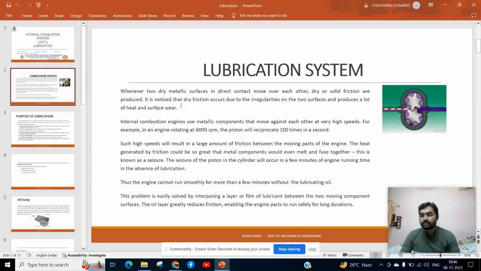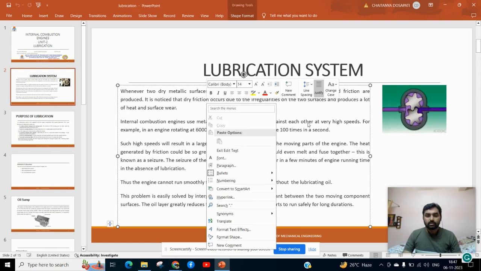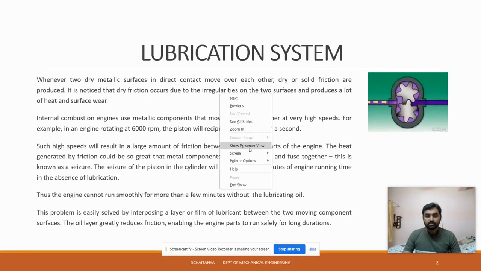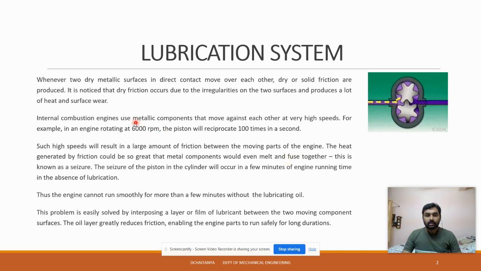Due to this we can get a large amount of heat, and it leads to wear and tear. So to reduce the surface wear and heat, we need some lubricant. It will cool the system and also increase the durability of the engine. At higher speeds you can observe, in this particular example, in internal combustion engines at 6000 rpm, it is a very huge speed.